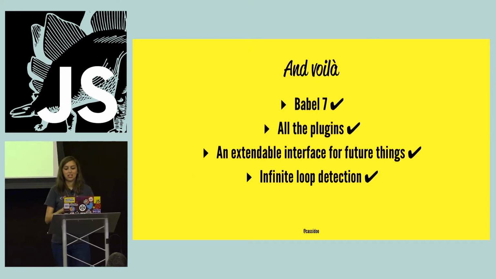It included Babel 7, so it had the most modern edition of Babel. It had all of the plugins that we actually wanted without having to have the user import everything individually that they might need. It was an extensible interface for future things. Now that we have just this plugins array, we can add whatever plugins we want. We can build our own custom plugins. And we have a few things in the works that will be able to use this Babel processor in the future.